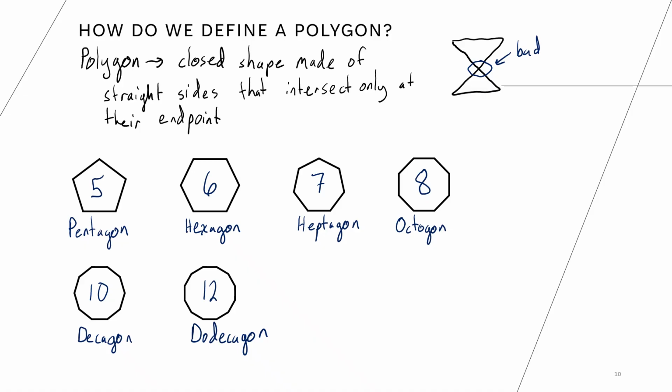Now, these all look very nice. That's because these are all regular polygons. What do we mean by regular? Their side lengths are all the same, and their interior angles are all the same.